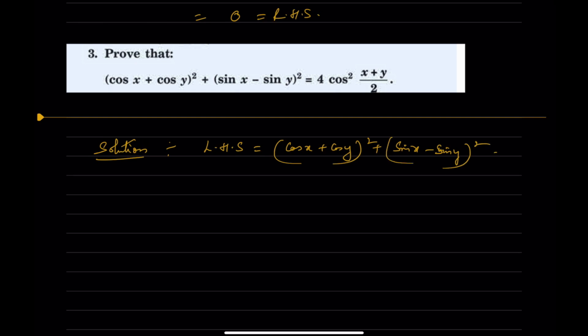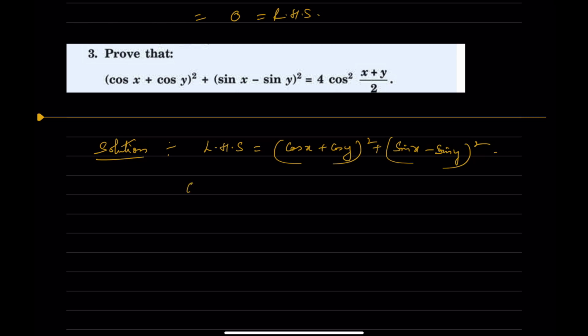Now going into the next problem, you are having the third problem given as: prove that (cos x plus cos y) whole square plus (sin x minus sin y) whole square is equal to 4 cos square (x plus y by 2). So now when we are taking the solution part, what do we have here? We are having LHS is equal to (cos x plus cos y) whole square plus (sin x minus sin y) whole square. So now here you have to again use that C minus D formula. So what is that? We'll see.